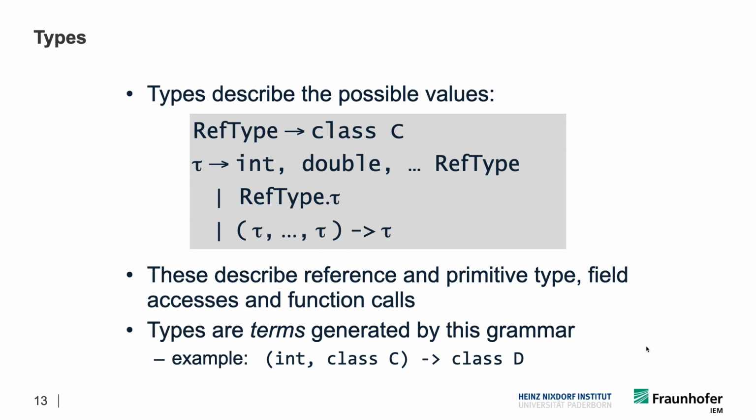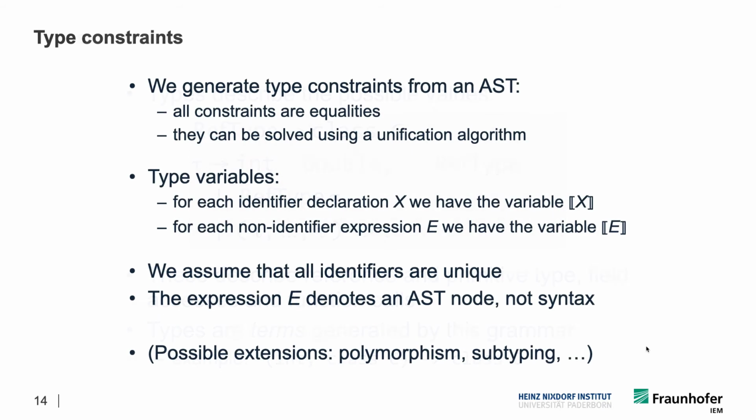And the idea is now that we first generate really line by line through the program type constraints from the AST. And what's important here is that all constraints that we generate out of this, they are equalities. We will later on be seeing systems when we come to actual static analysis that are not equalities. But typically in type systems, we are dealing with equality constraints. And these then can be solved using a so-called unification algorithm.